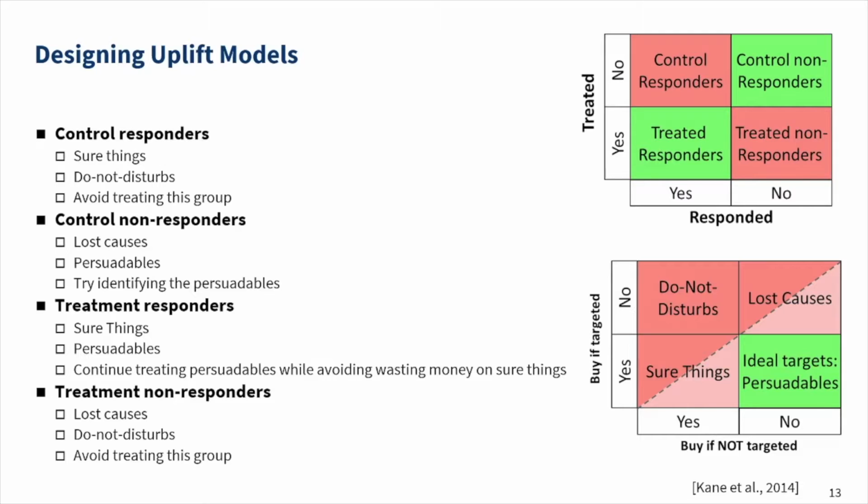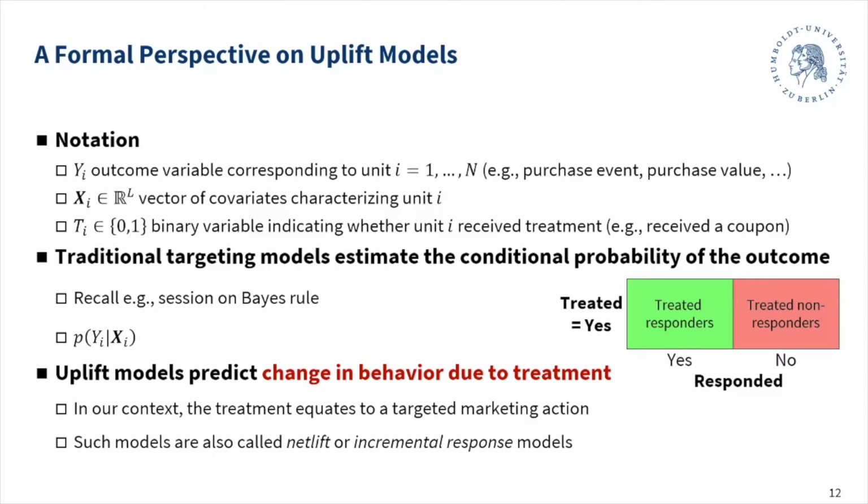A good paper, if you're interested, is the paper by Kane, very easy to read, appeared in 2014, a type of benchmarking paper. And she nicely put these two tables, where above we have the same table from before, from supervised machine learning. We have treated customers, and we have whether they responded or not. But the table is augmented with a new row where we have customers in a control group.